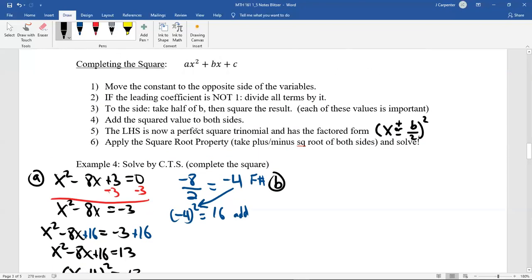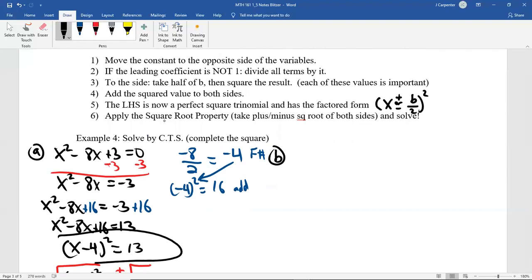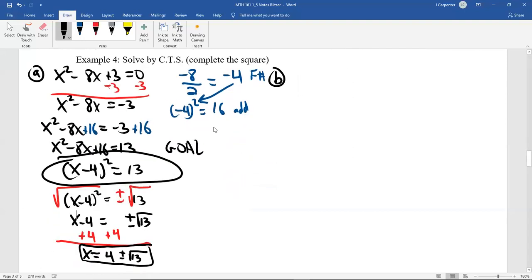You've got to practice this on your own. You've got to pay attention. You've got to understand the reason we're doing these things. Our goal, this is our goal. We want to get to something squared equal to a number so that we can very simply just take a plus or minus square root of both sides. That was our big picture goal, so that we can break this down in a very simple way.